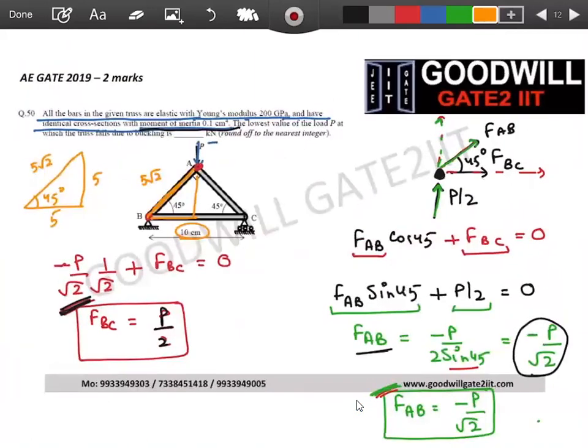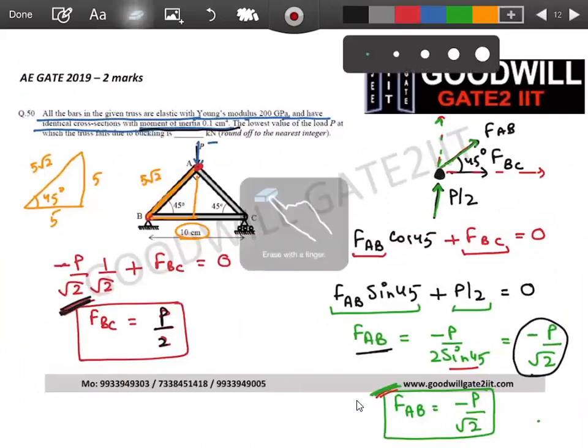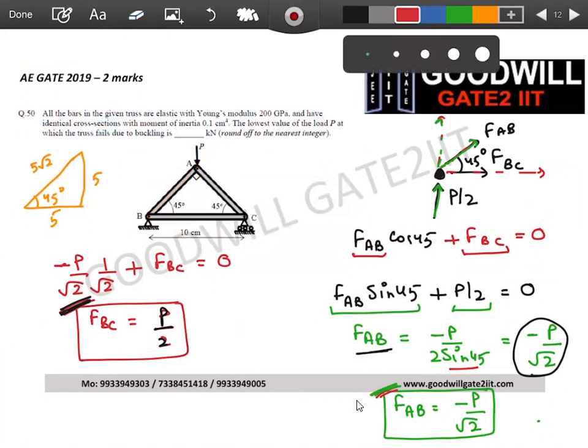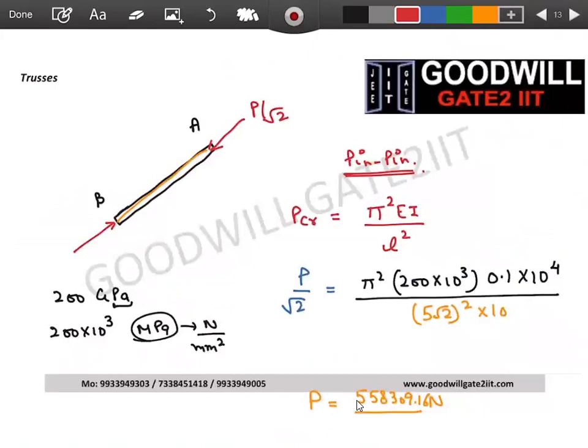Don't worry, you can do your calculations later. The intent is to make you understand the concept. But always in GATE numericals, make sure what they're asking. They're asking us to calculate buckling load in kilonewtons, and to put this in nearest integer. So never put these values in points. I will substitute my answer as kilonewtons, which is 558 kilonewtons. I'm not writing any points, because they asked me to put this in integers.